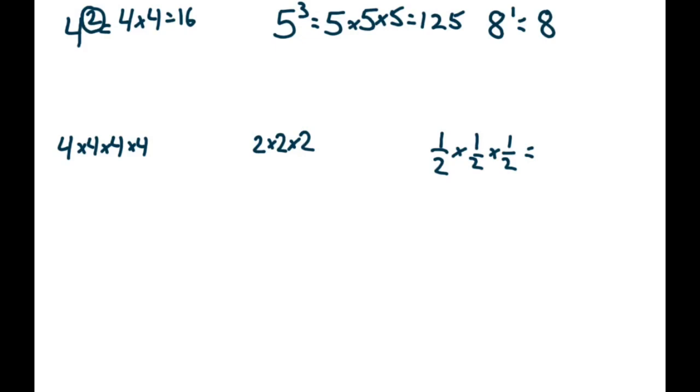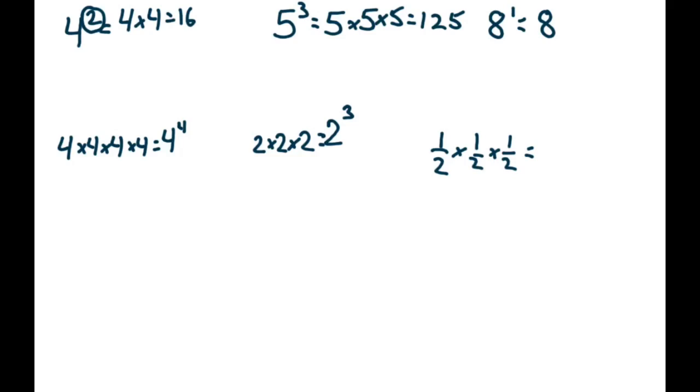4 times 4 times 4 times 4. What's a much easier way to write that? Well, it's 4 multiplied by itself 4 times. So we'd have 4 to the fourth power. How about 2 times 2 times 2? Well, we have 2. How many times is it multiplied by itself? 1, 2, 3 times. So it'd be 2 to the third power.